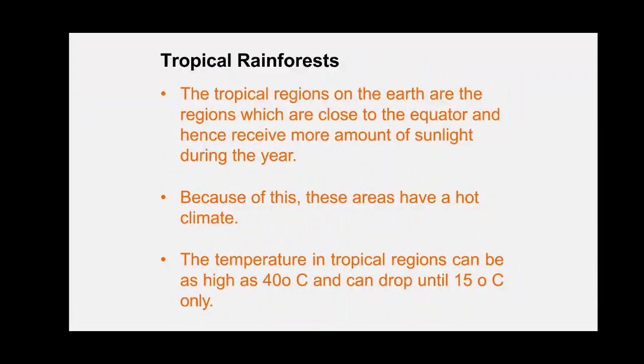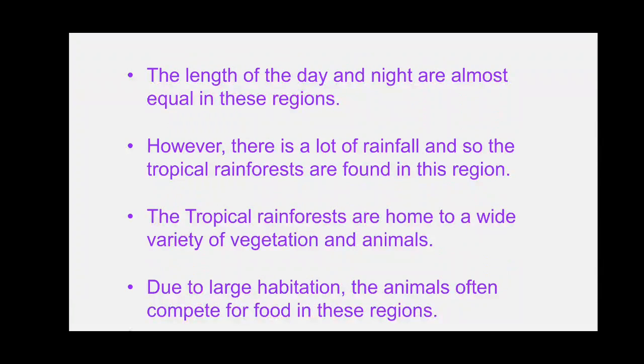Because of this, the areas have a hot climate. The temperature in the tropical region can be as high as 40 degrees Celsius and can drop to 15 degrees Celsius. The length of the day and night are almost equal in these regions. However, there is a lot of rainfall, and so the tropical rainforests are found in this region. The tropical rainforests are home to a wide variety of vegetation and animals. Due to large habitation, the animals often compete for food in this region.